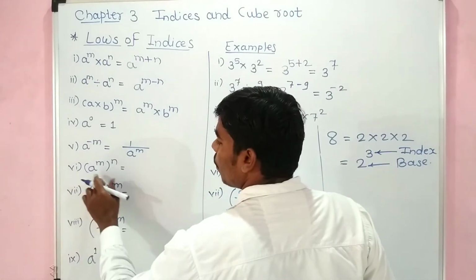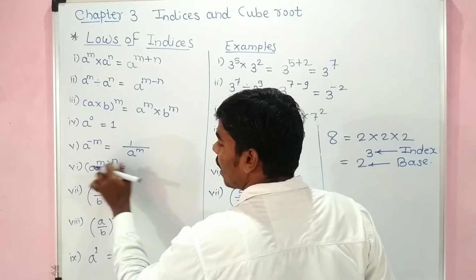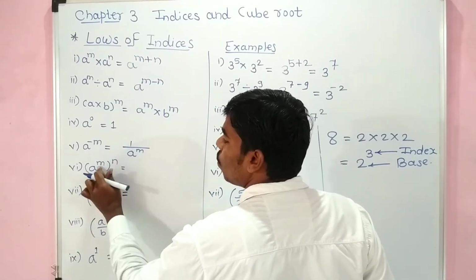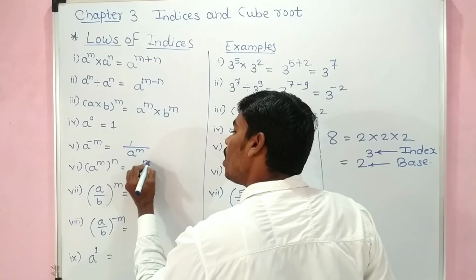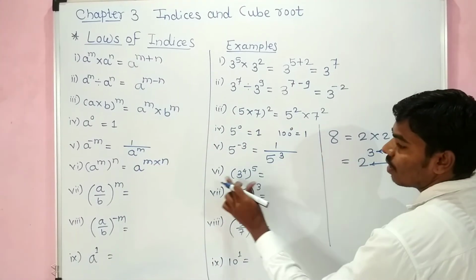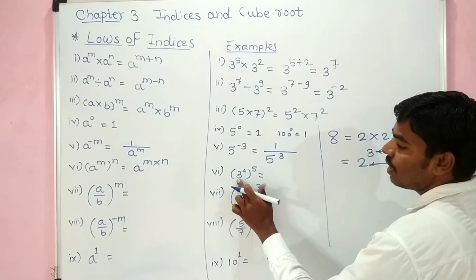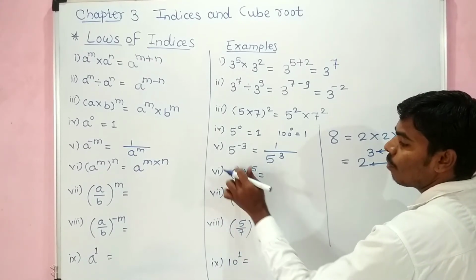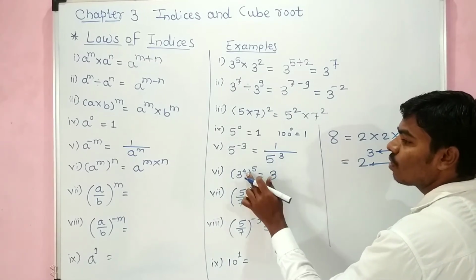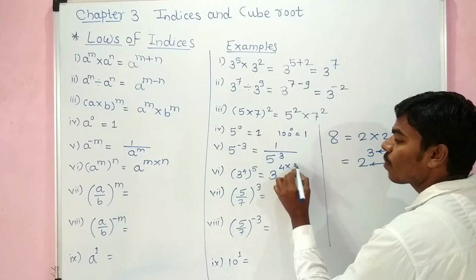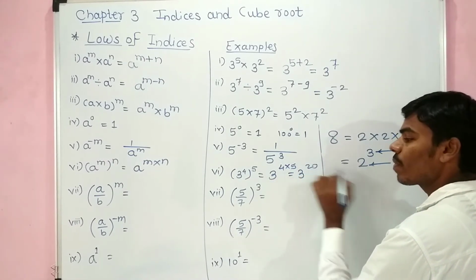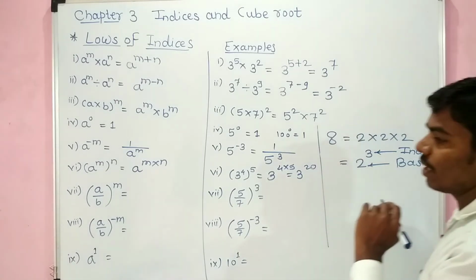Now, sixth rule, a raised to m and bracket raised to n. It means the multiplication between two indices, a raised to m into n. Therefore, in this sixth rule example, 3 raised to 4 and bracket raised to 5. Answer is 3 raised to 4 into 5. Therefore, 3 raised to 4 fives are 20. Answer is 3 raised to 20.